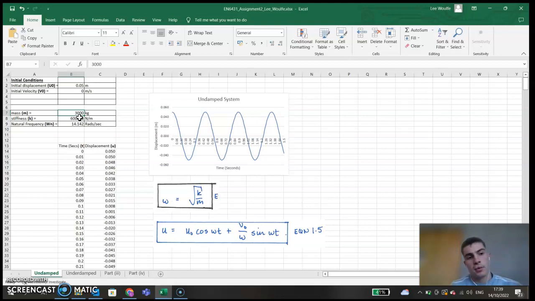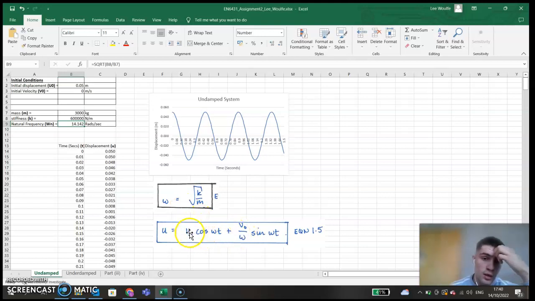So what we did first was we calculated our natural frequency. This was got by the square root of k over m. I suppose this formula is just shown here. We then use this equation. We use this to actually calculate our initial conditions, which are A and B.